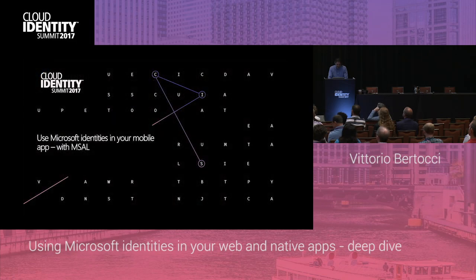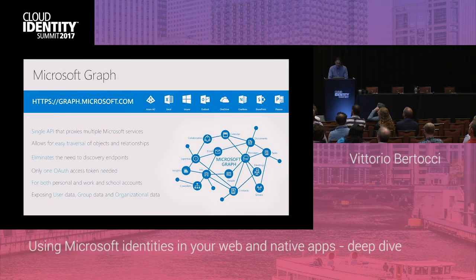Okay, the Microsoft Graph. So the Microsoft Graph is a facade. That's the entry point for all things programmable for cloud APIs in Microsoft. That's not strictly true. We still have services that have their own APIs that are not behind the graph, but that's where we are going.